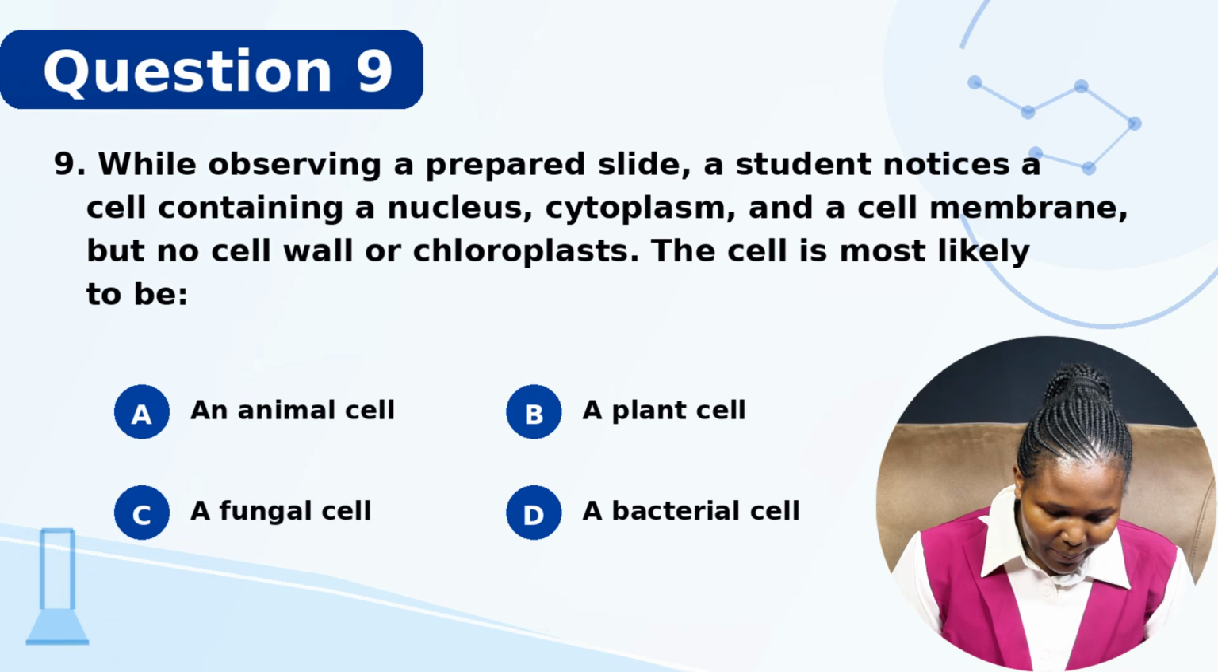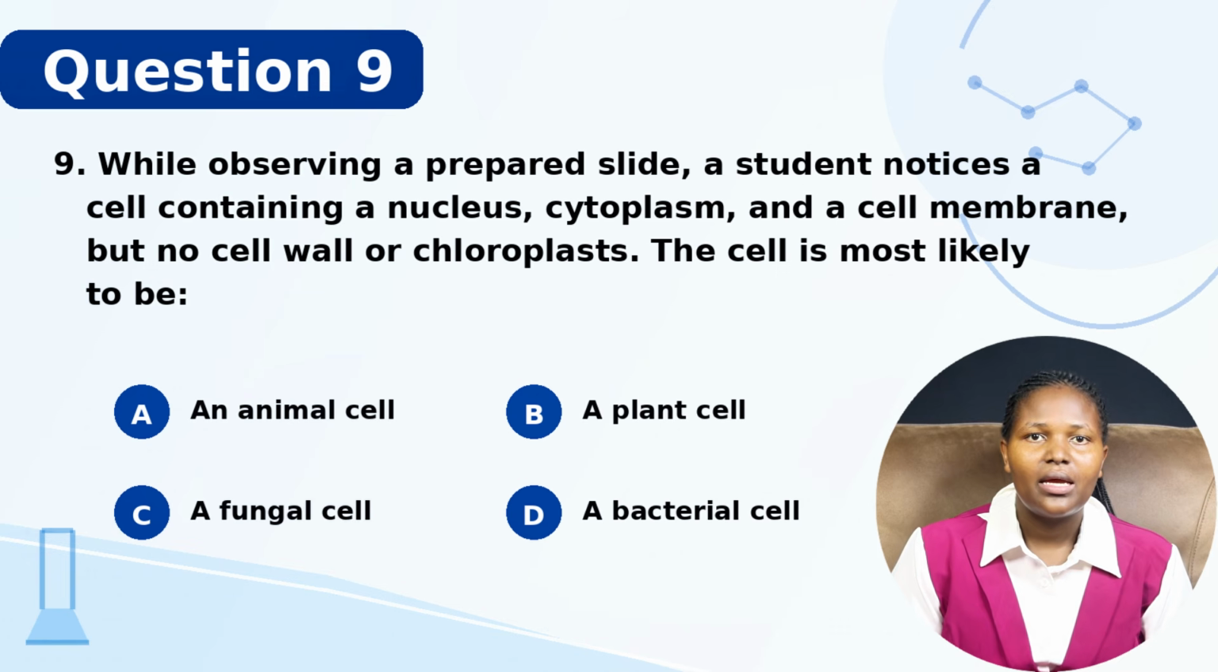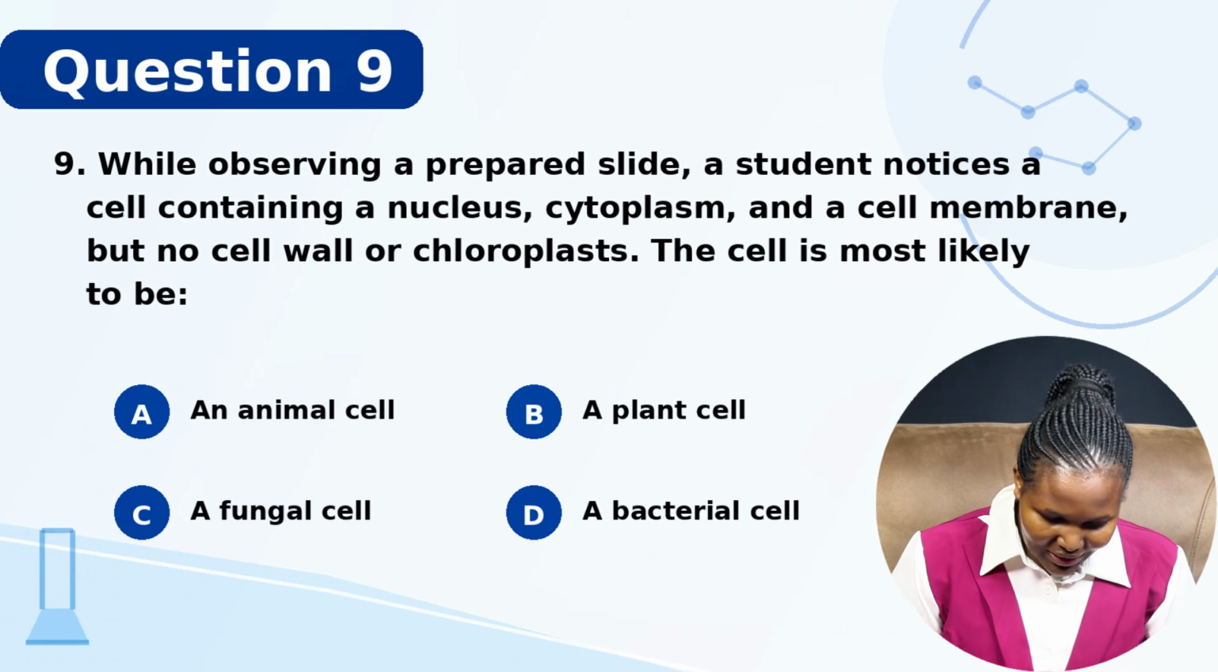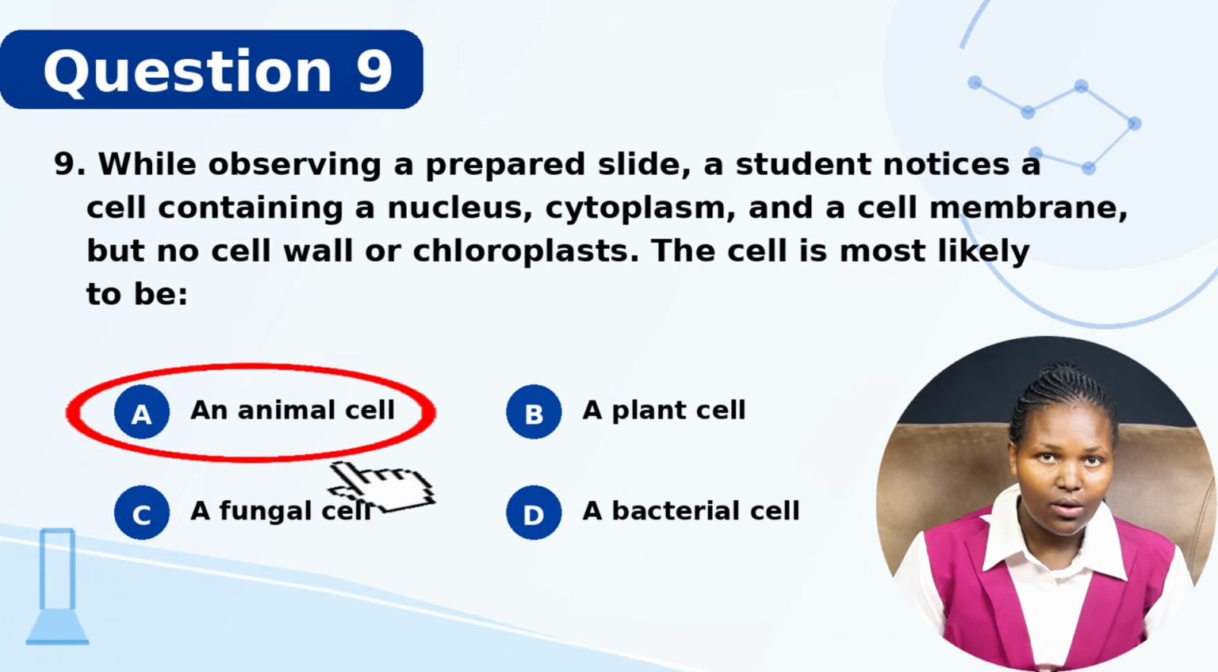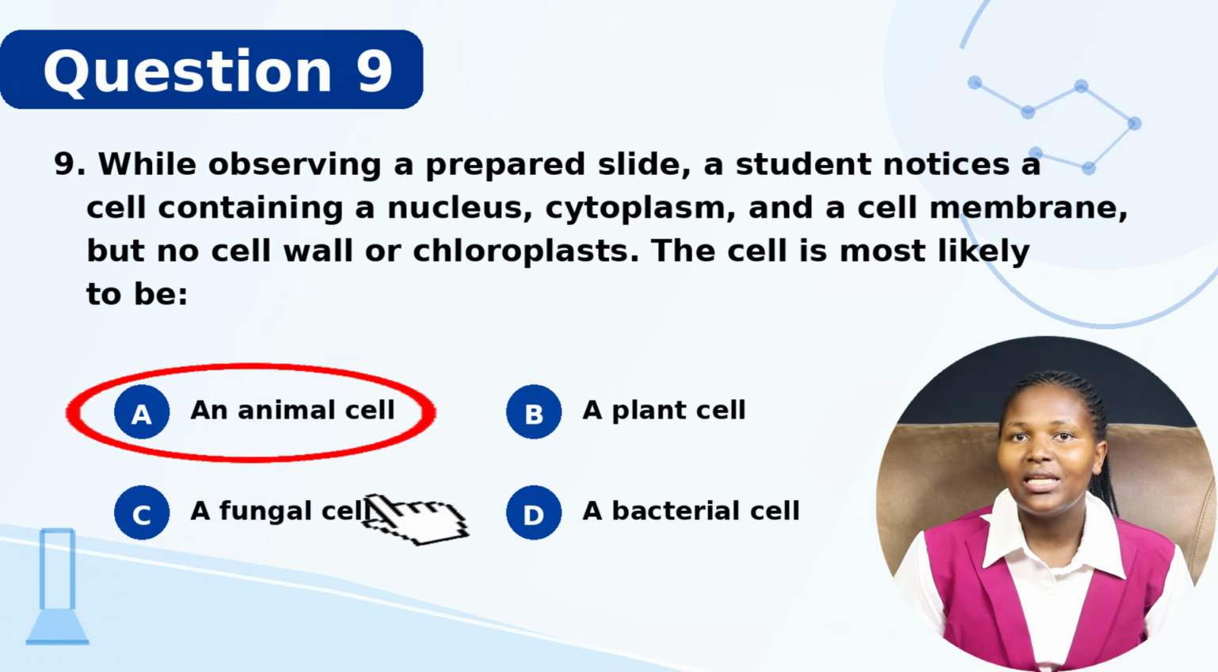While observing a prepared slide, a student notices a cell containing a nucleus, cytoplasm, and a cell membrane, but no cell wall or chloroplast. The cell is most likely to be. Now, here we have a cell, and a student has observed several things: a nucleus, a cytoplasm, a cell membrane, but there was no cell wall. Now, that is an animal cell, option A. Why? Because animal cells have a nucleus, they have a cytoplasm and cell membranes, but they do not have a cell wall. They also do not have chloroplasts.